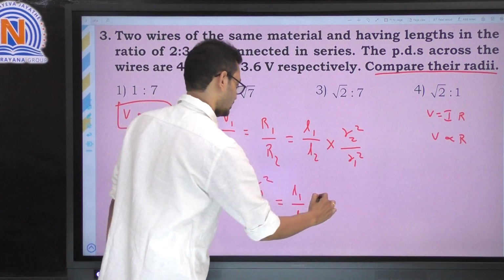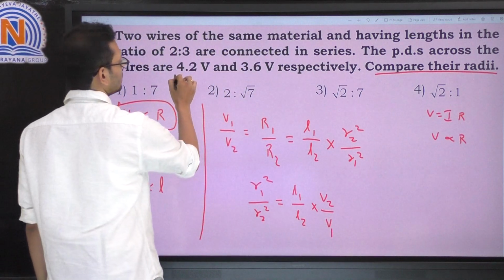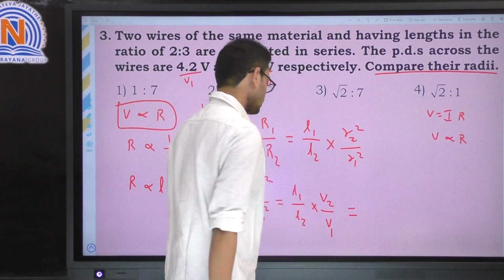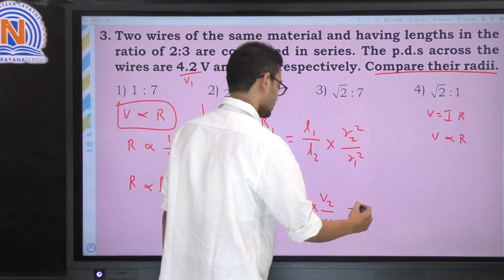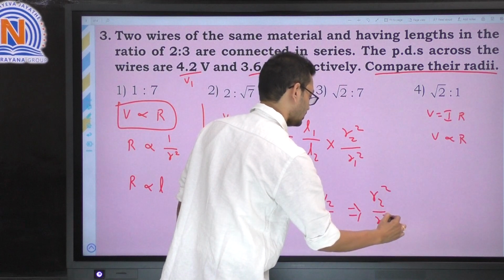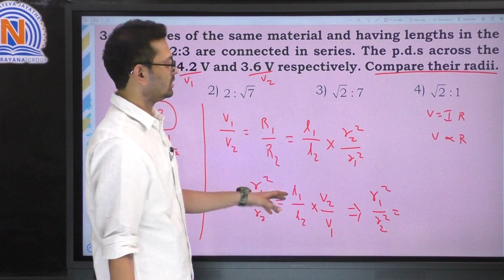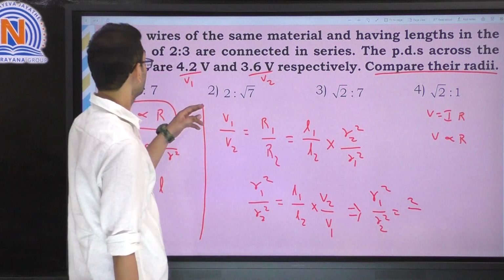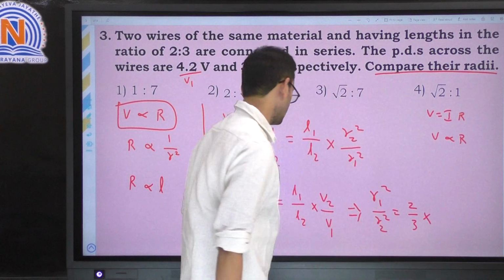into V2 by V1. Now from here, V2 is how much? This is V1 and this is V2. So how much would I be getting? L1 I am going to substitute like this: R1 square by R2 square is equal to L1 is 2, L2 is 3. I'll write it as 2 by 3 into V2 is how much?